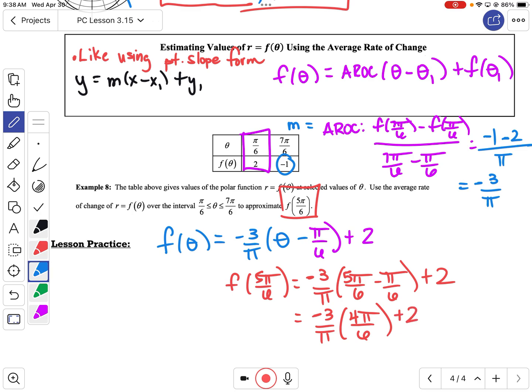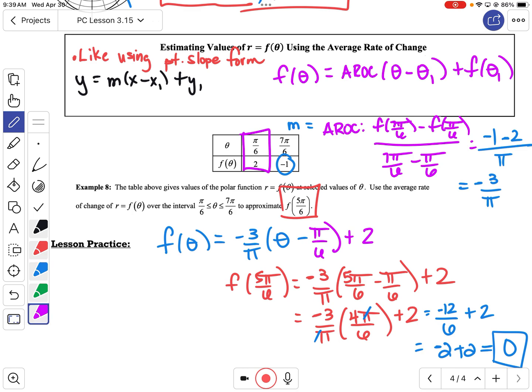When I multiply those two fractions together, first of all, what's going to happen to the pi's? They're going to cancel out, and I get negative 12 over 6 plus 2. Well, what's negative 12 over 6? Negative 2, plus 2. So what's that approximation? It's just 0. Okay, it is point slope form of a line. That's all it is. It's hidden with all that crazy polar looking mess, but it's just point slope.